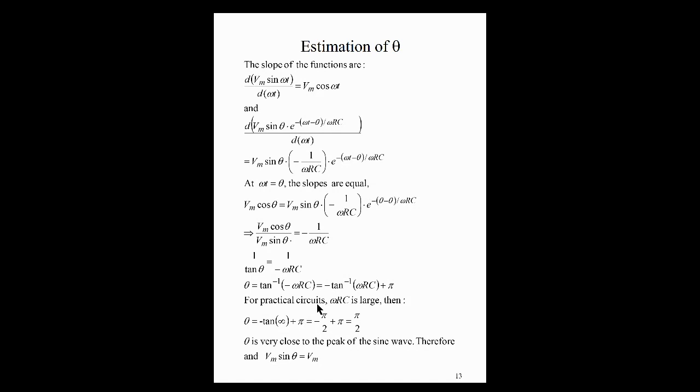Here, omega rc is very large for practical circuits, so I can make this infinity. When this is infinity, tan inverse of infinity is 90 degrees, or pi by 2. So we have minus pi over 2 plus pi, and that's just pi over 2.